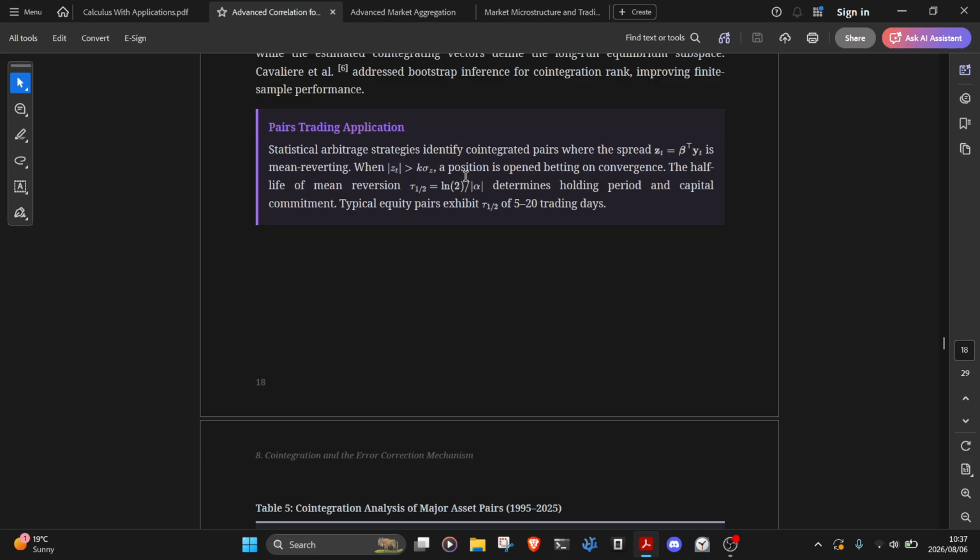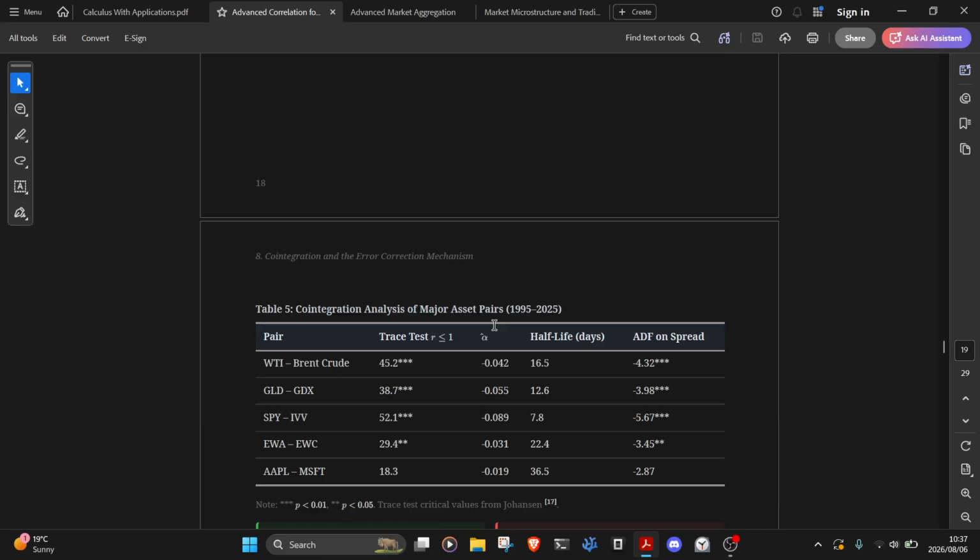The half-life of mean reversion, tau_{1/2}, equals the natural log of 2 over the absolute value of alpha, and determines the holding period and capital commitment. Typical equity pairs exhibit a tau_{1/2} of 5 to 20 trading days. Now, here's a table for some data insights.